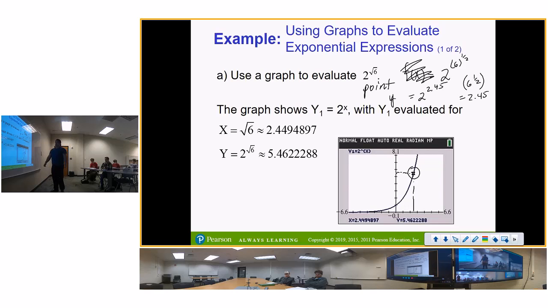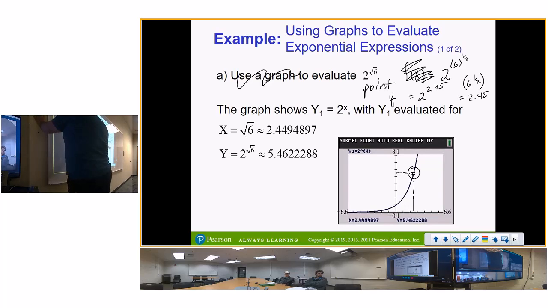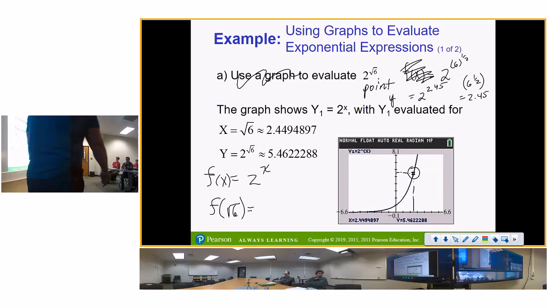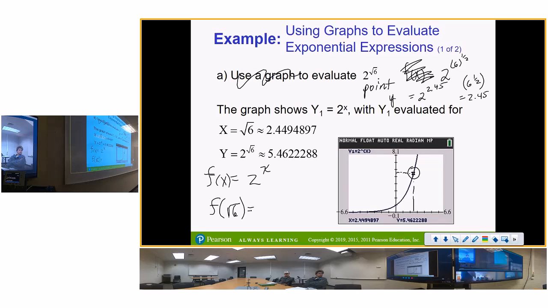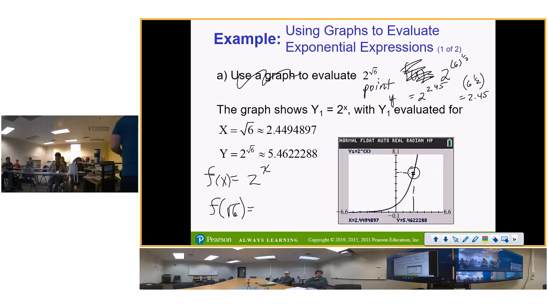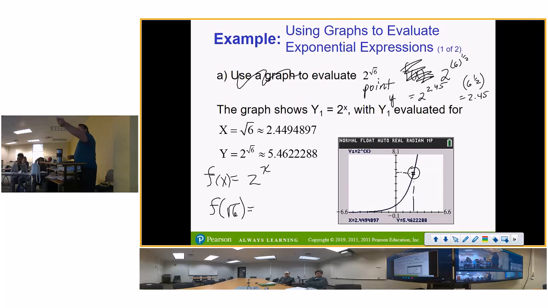So this is not a question I would ask on a test. To me, if I wanted to ask this question, this is what I would ask. I would say f of x is equal to 2 to the x. Give me f of square root of 6. That's what I would do. So how would I find that on the calculator? You would just go to the table and find the 2.45. Yeah, you can do that. You just use the table.